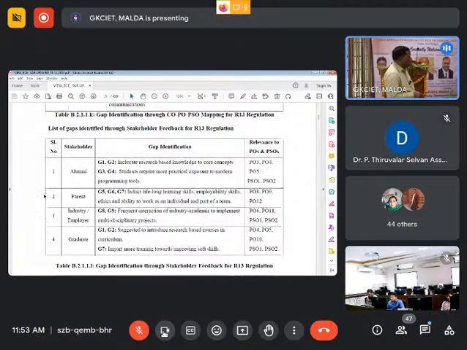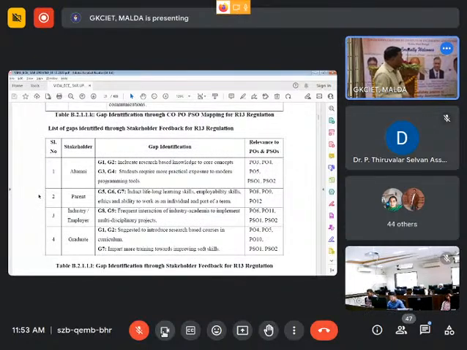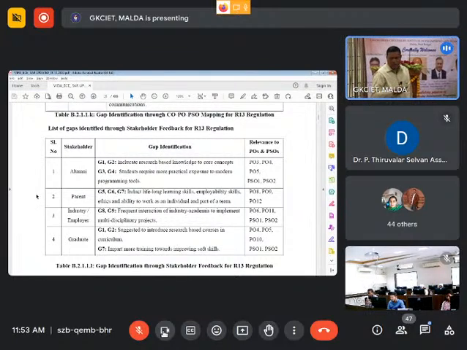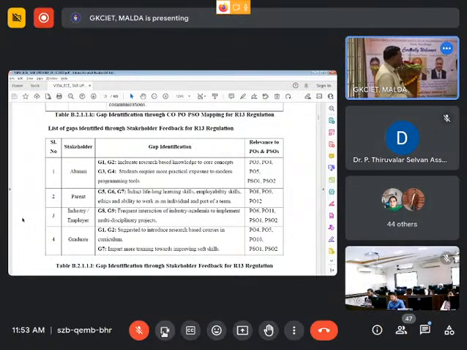Next, you see gaps by alumni, parents, this, that, and by your internal team. So many places they are finding gaps, mapping with relevance to the POs, which gaps are more affecting these POs. So they have to take corrective measures in that.